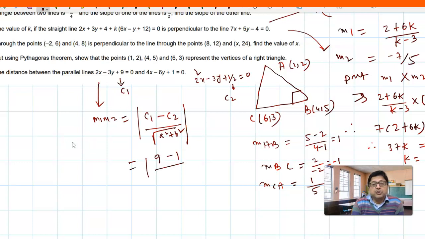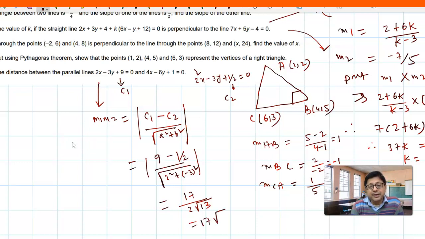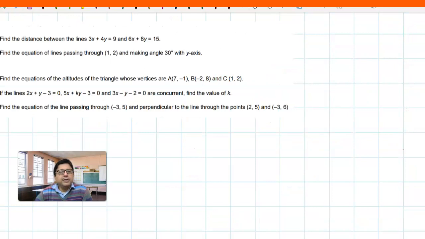Don't forget that. So C1 minus C2 this time is 9 minus half, by under root 2 square plus minus 3 whole square. So this is going to be 17 by 2 root 13, or you can write 17 root 13 by 26. This is the answer. In sum number 10, we will find the application of the same form. Only thing, we will divide both sides by 2 and find the perpendicular distance between two lines.